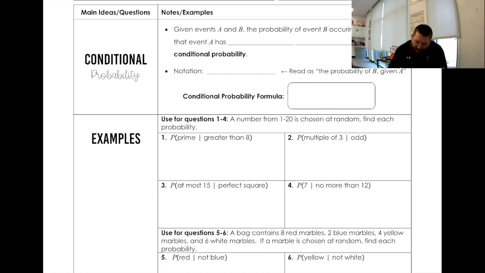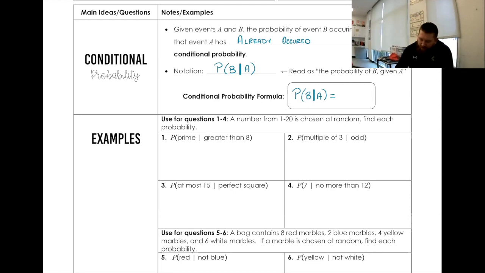So event A has already occurred. Our notation is, you saw that given bar yesterday: probability of B given A. I introduced it to you yesterday, but this is the way it's really going to be seen. And our formula is the probability of B given A, so that's what you'll see in the problem.